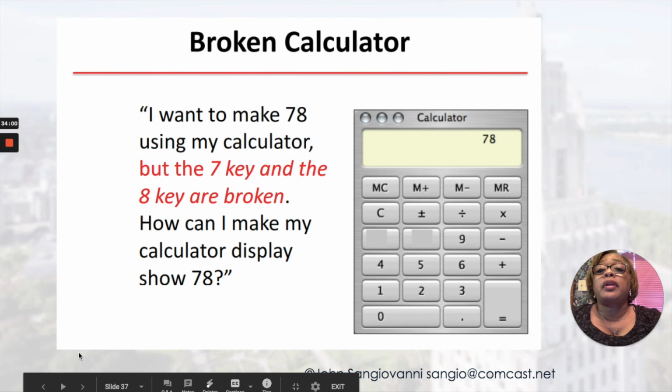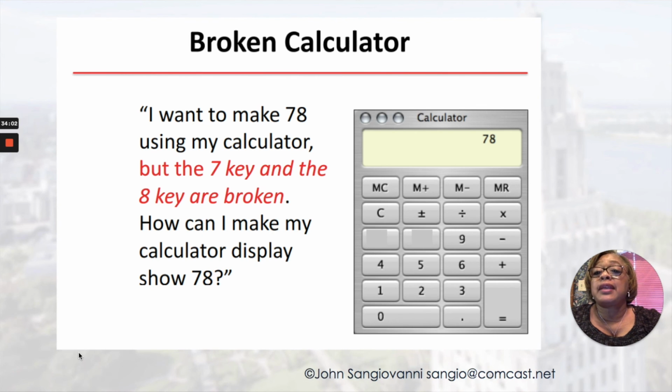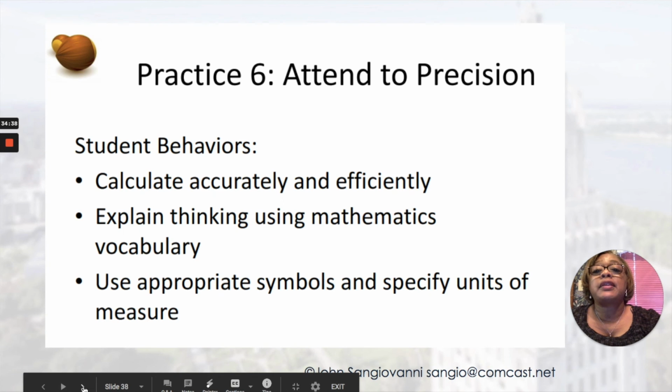So this is a great one, using the broken calculator. I want to make 78 using my calculator, but the 7 key and the 8 key are broken. How could I make my calculator display show 78? This is so much more than I'm just finding something to show that. This is me as a student thinking about what operations can I perform, what smaller facts possibly can I use to get there so that I can find that total. And so this goes back to thinking about efficiently, but also thinking about having those varied strategies that students can use to solve these types of problems.